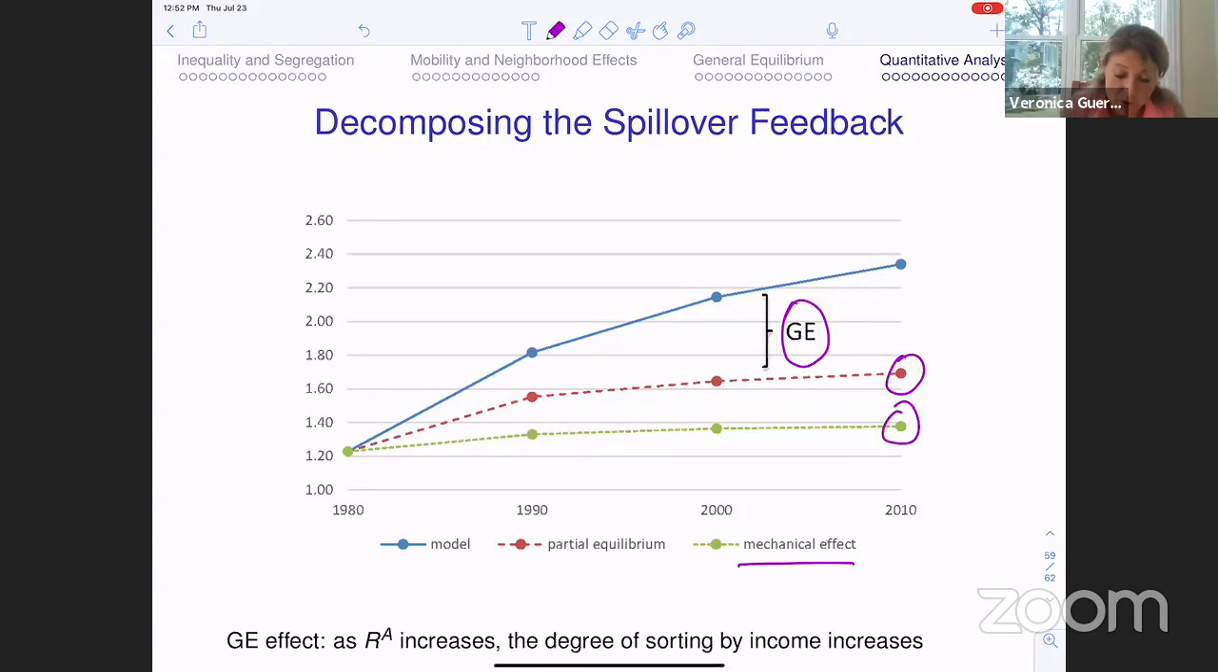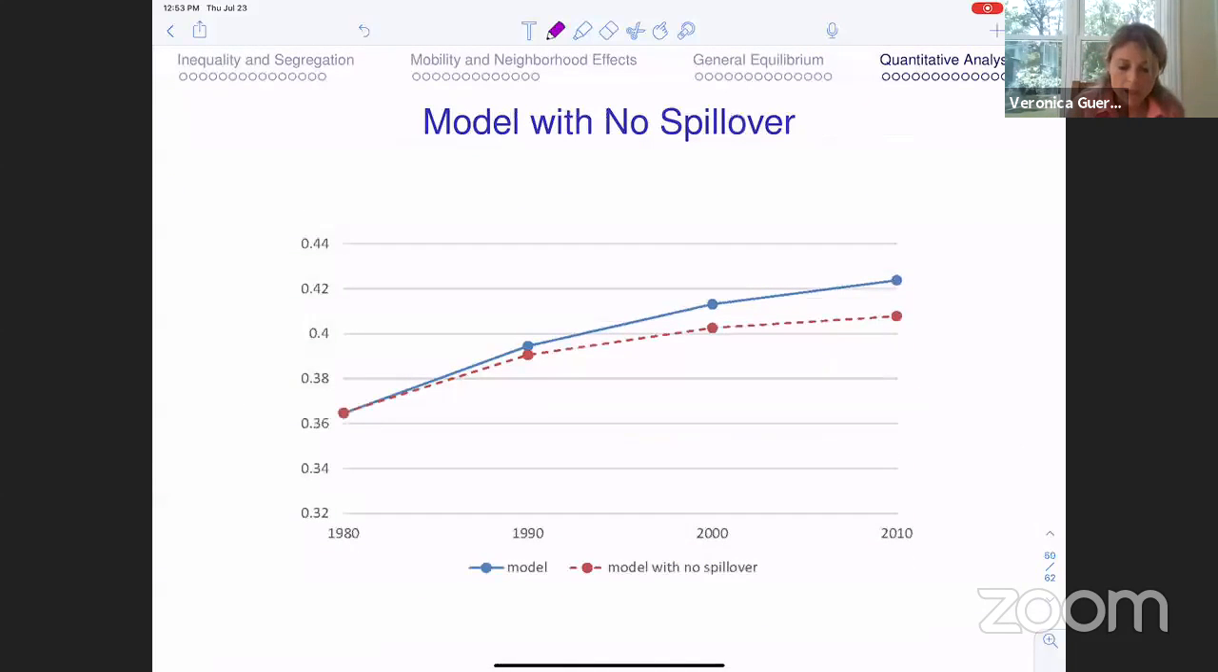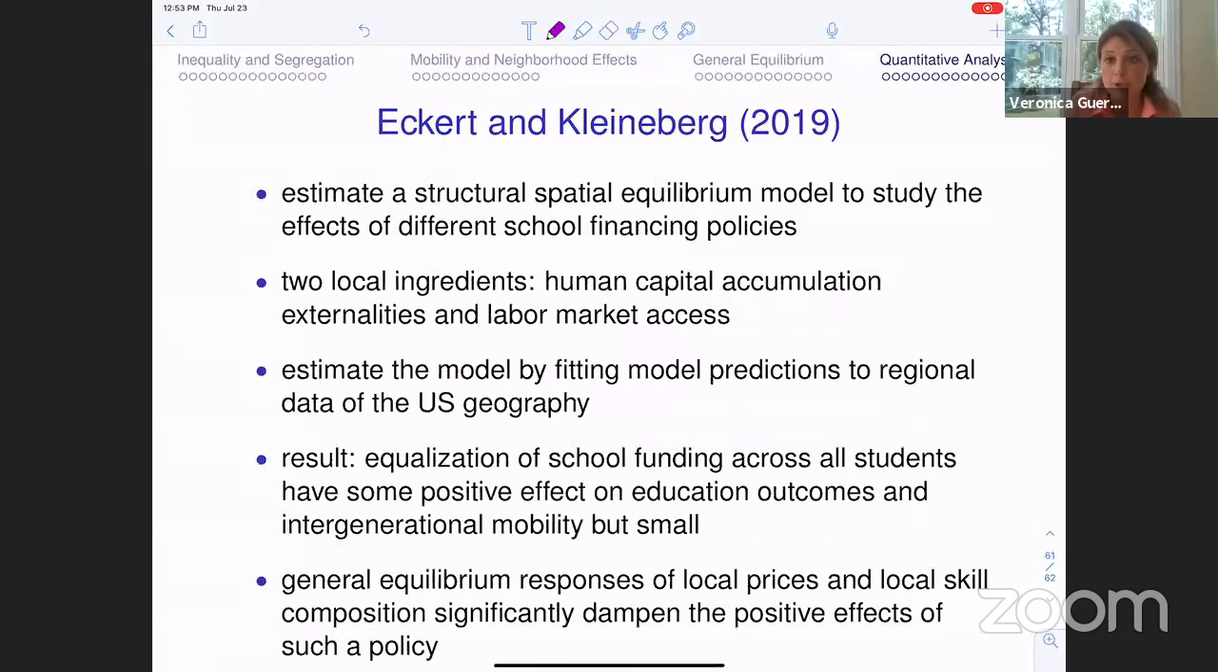And actually the decomposition shows that the general equilibrium effect is quite sizable. It explains roughly 45% of the increase in the gap between SA and SB, the ratio of SA and SB. So it's an important effect. We also recalibrate the model with no spillover, and comparing our model with the model with no spillover, we obtain roughly a 25% increase overall in inequality due to the spillover.